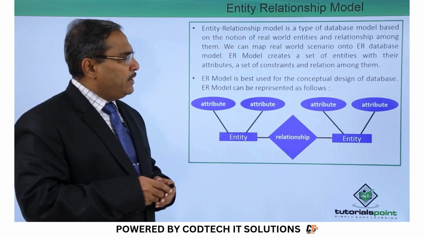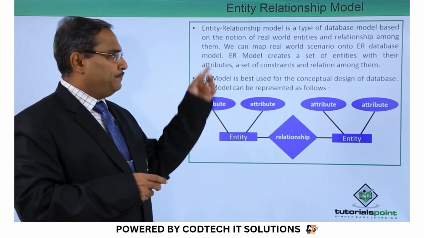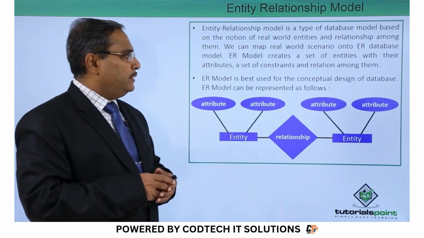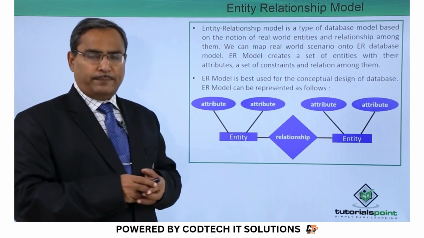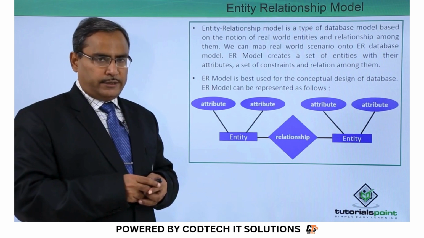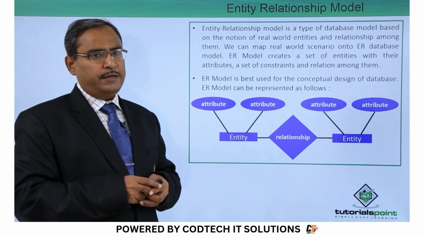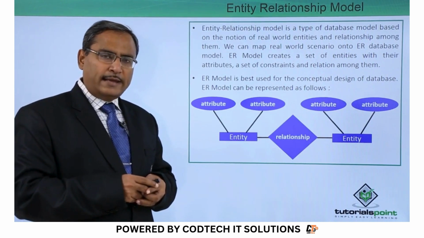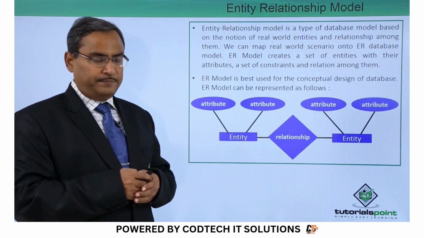We can map real world scenarios onto the ER database model. The ER model creates a set of entities with their attributes and a set of constraints and relations among them. With each and every entity, some set of attributes are connected. Depending upon the values of some attributes, an entity can be identified uniquely. Whenever we have alike entities, the collection of them will form the entity set.